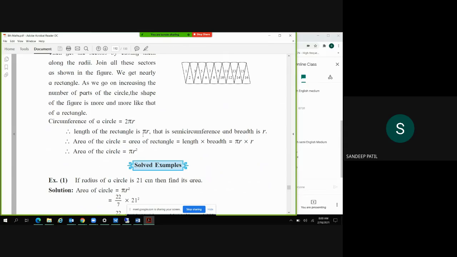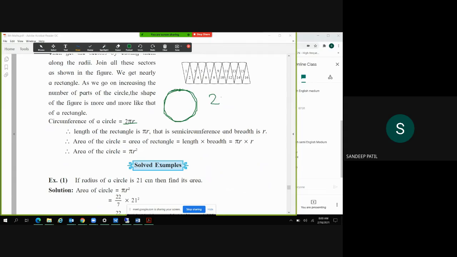So circumference of circle, we know that 2 pi r, right? Circumference of circle means that is this length. Okay, if you start from here and if you run around this circle and if you come here, then the distance covered is nothing but 2 pi r. Okay.